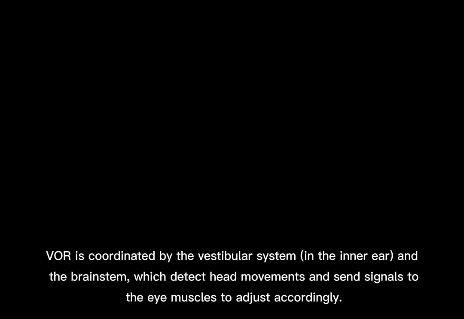4. Vestibulo-ocular movements/reflex. The vestibulo-ocular reflex stabilizes the eyes during head movements, ensuring that the visual field remains steady even when the head is in motion. When the head turns, the eyes move in the opposite direction to compensate and keep the visual target steady. This happens automatically and without conscious effort. VOR is coordinated by the vestibular system in the inner ear and the brainstem, which detect head movements and send signals to the eye muscles to adjust accordingly.